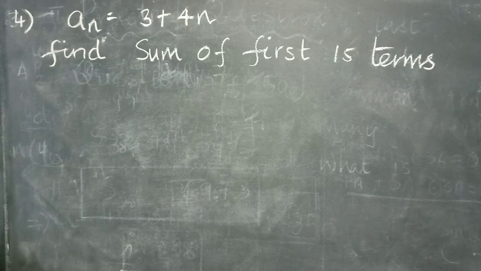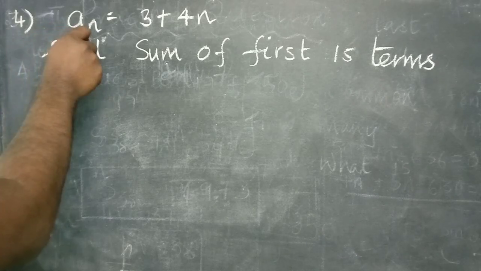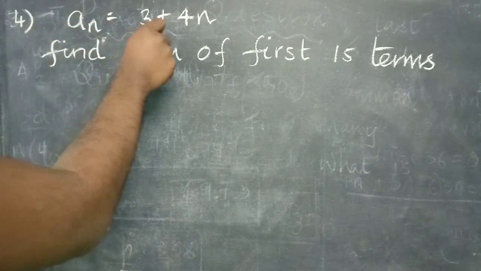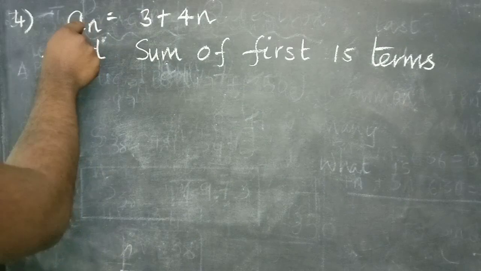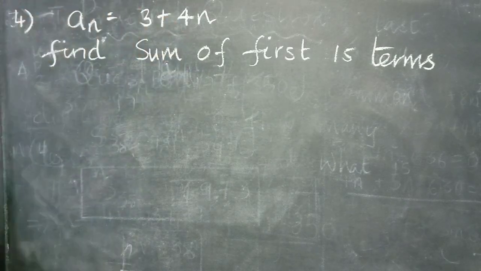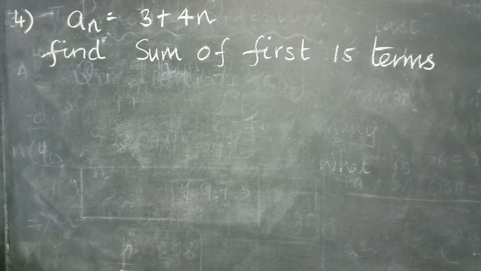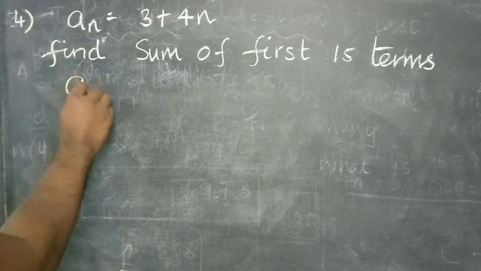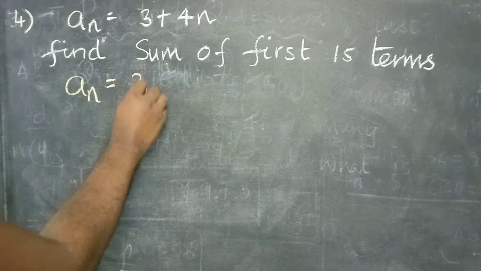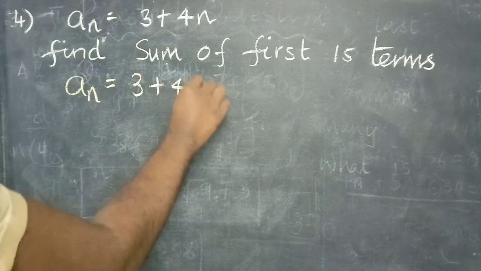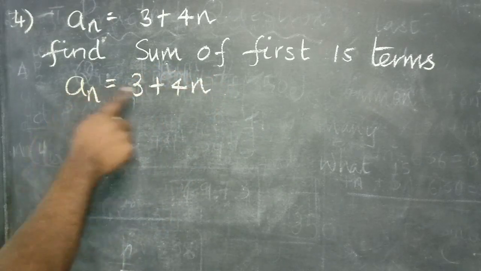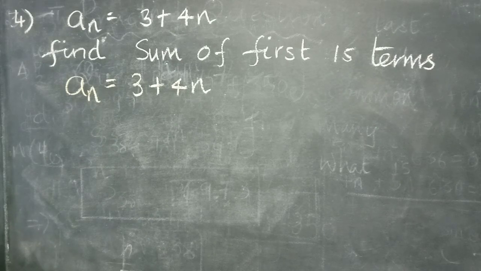Moving to next question. The nth term of an AP is defined as 3 plus 4n. That is an equals 3 plus 4n. We should find out the sum of the first 15 terms. So what is the nth term? The nth term is defined as 3 plus 4n. Now by using this nth term, we should find out the AP. How to find out the AP?